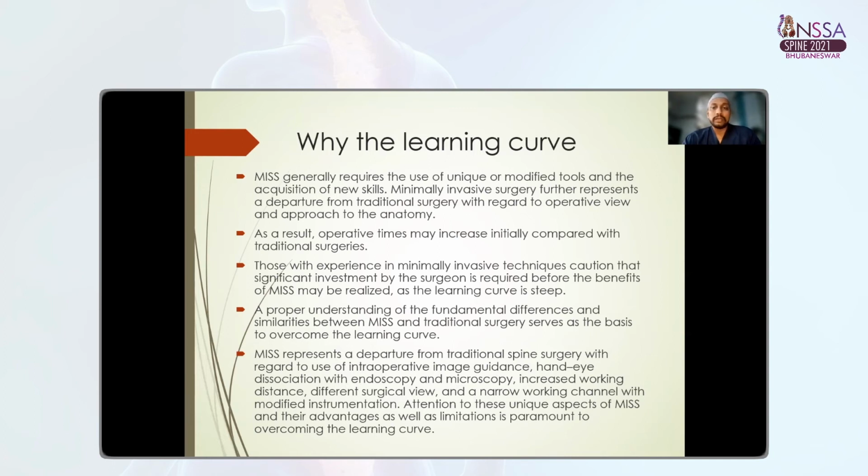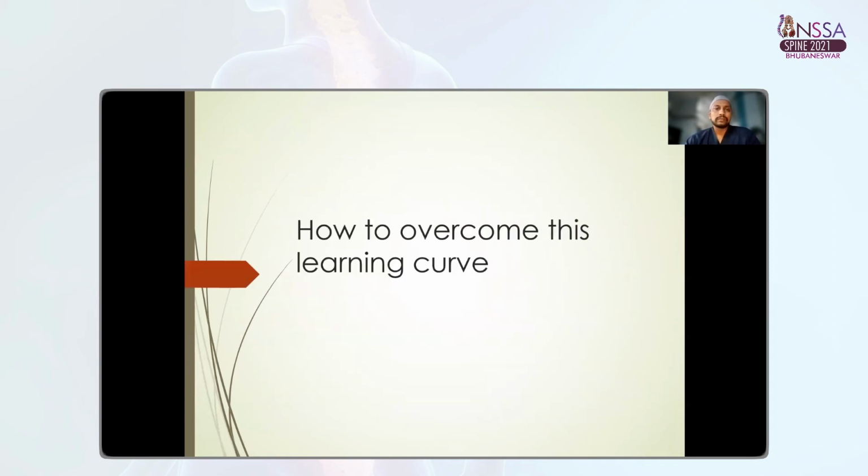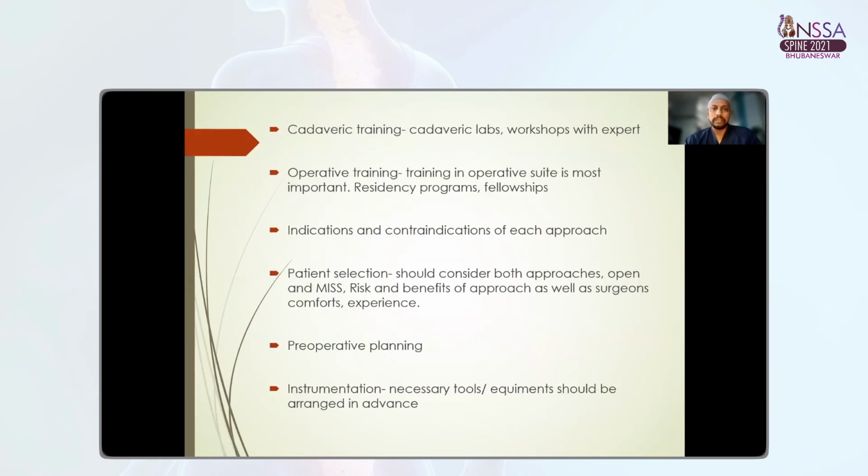Proper understanding of the fundamental differences between MIS and traditional surgery, as well as the similarities, serves as the basis to overcome this learning curve. MIS represents a departure from traditional spine surgery in regard to intraoperative image guidance and association with endoscopy and microscopy, increasing the work distance, different surgical view, narrow working channel, and modified instruments. So attention to all these unique aspects of MIS, and their advantages as well as limitations, is of paramount importance in overcoming this learning curve. So how do we overcome this learning curve as a young neurosurgeon?